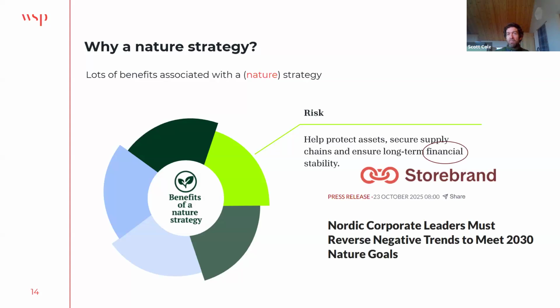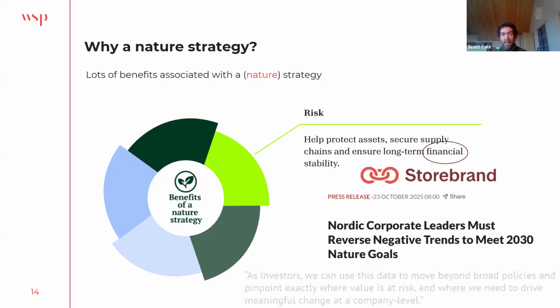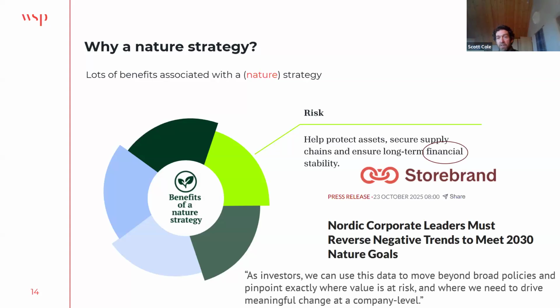And I wanted to lift this report that just came out literally a couple days ago from a major investor in Sweden, that essentially dug down into their portfolio to look at all these companies that they're giving money to and investing in, and saying which of these are exposed to nature-based risks. And they said, this is an interesting quote as a result of this report: as investors, we can use this data to move beyond broad policies and pinpoint where value is at risk, and then we can start to have meaningful change and talk to specific companies.